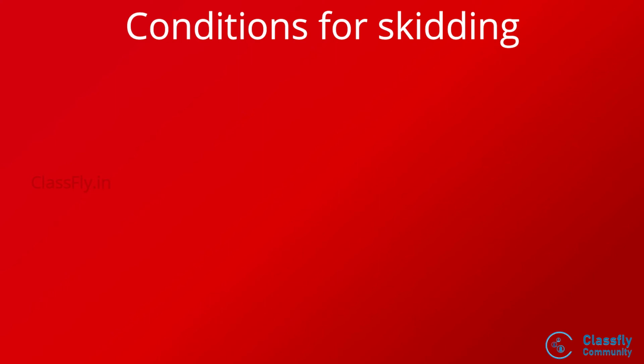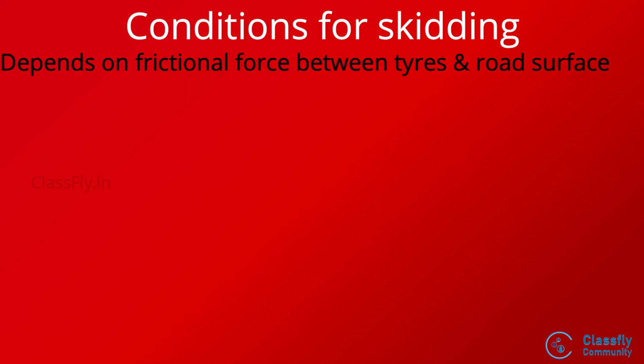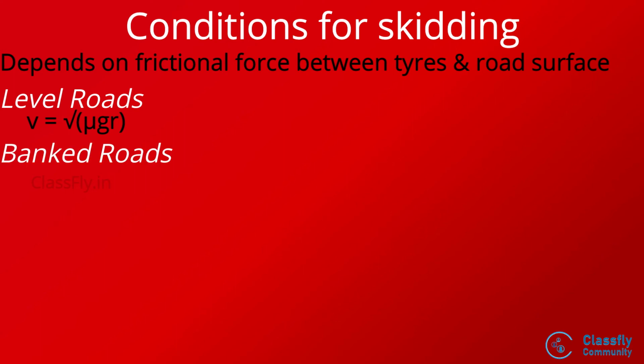Next, let us look at the conditions for skidding on the roads. Well, skidding depends upon the frictional force between the tires and the road surface. Hence, the condition for skidding on a level road is given by v is equal to root of mu g r, where mu is a term called the coefficient of friction. Similarly, the condition for skidding on a banked road is given by v is equal to root of g r into (mu plus tan theta) divided by (1 minus mu tan theta), where mu is the coefficient of friction between the wheels and the surface and theta is the angle of superelevation.